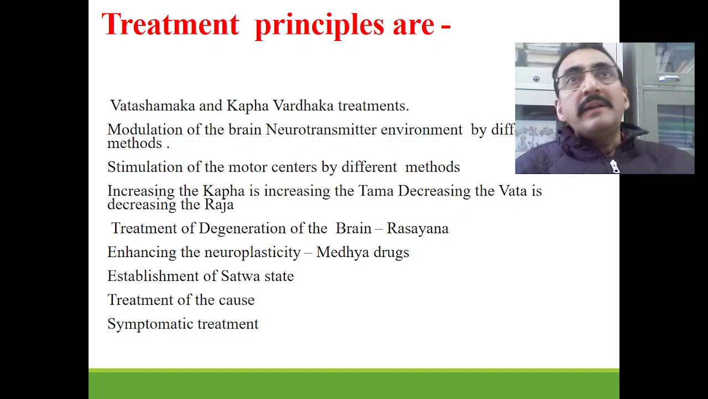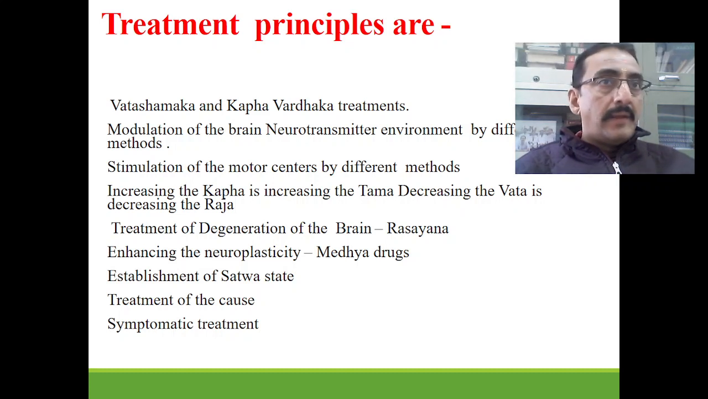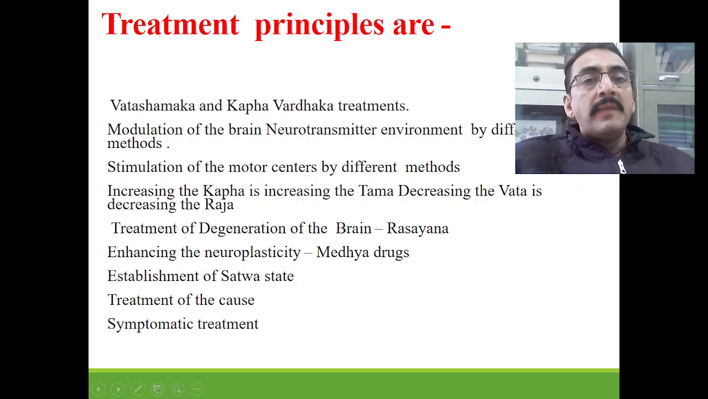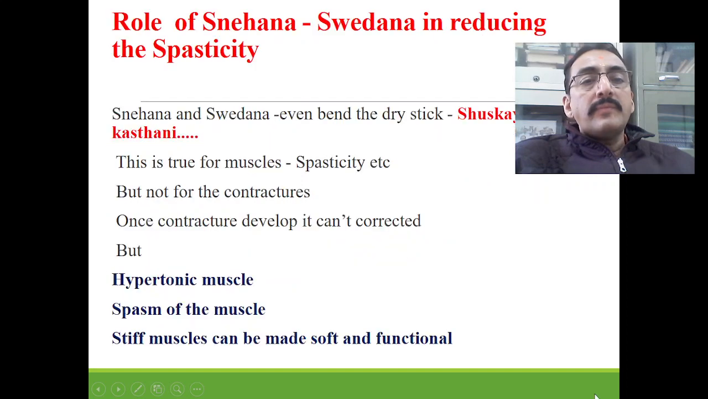Then other treatment options, in case of this, are treatment of the cause and also symptomatic treatment. So these are the different sets of treatment that we have to try in case of cerebral palsy, especially spastic cerebral palsy. So now, in the next class, we will see what are the different methods that we can follow in the treatment of spastic cerebral palsy.